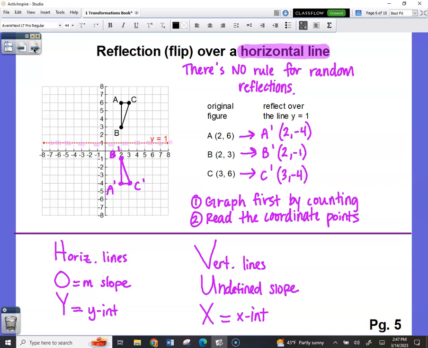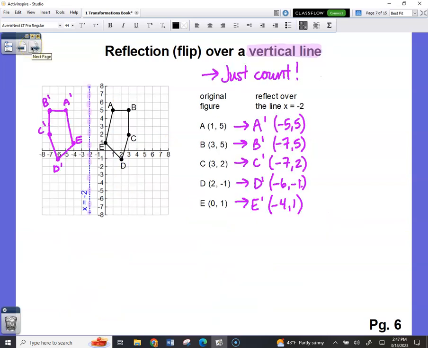Okay? If it's a vertical line, this one's reflecting over the line x equals -2. So what word has x in it? Vux. V stands for what? Vertical. Drop a vertical line crossing the x-axis at -2, and then you just count your shape. Okay?